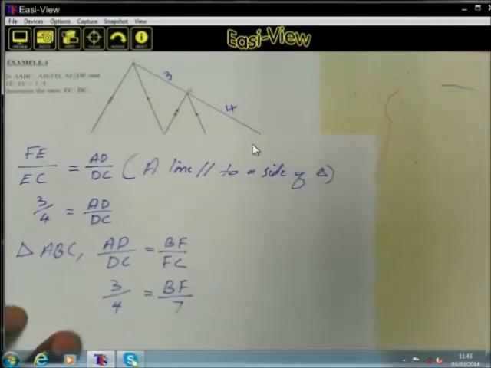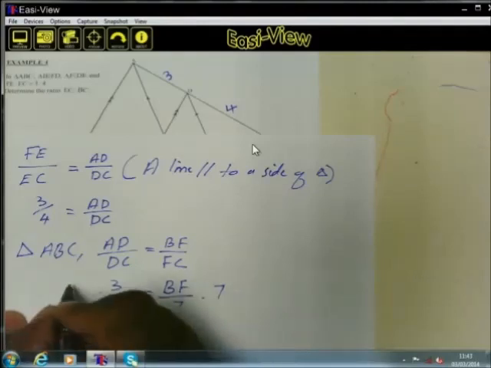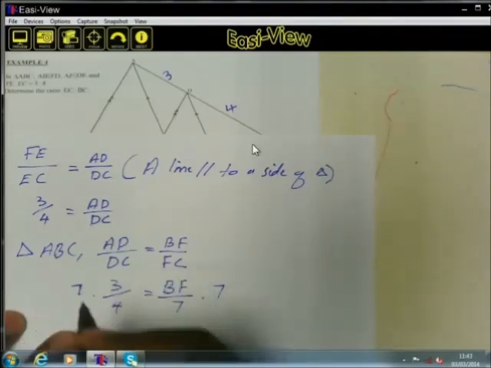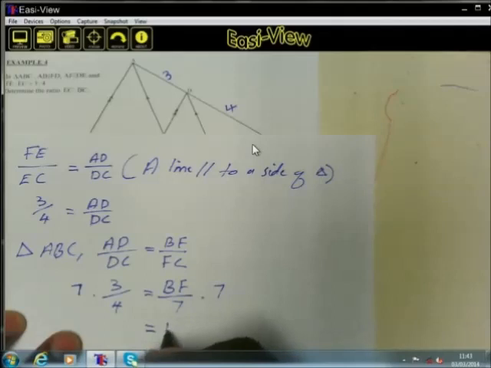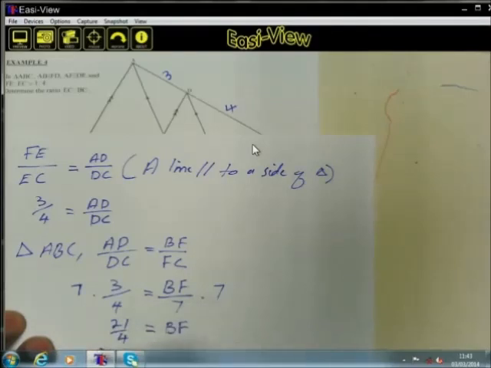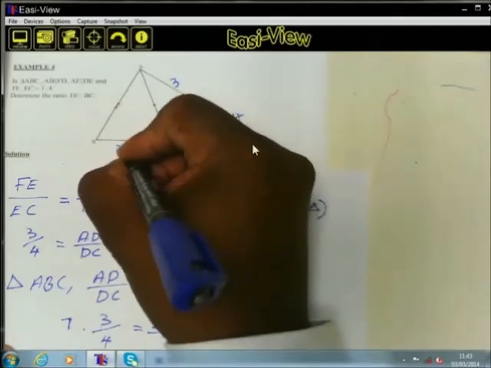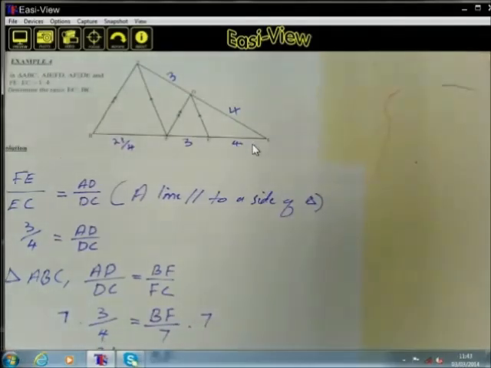To find the value of BF, we multiply both sides by 7. What you do on the right, you also do on the left. Then ultimately, you've got BF. You multiply the 7, multiply by 3 will give you 21 over 4. That is the ratio of BF. The ratio of BF, let's indicate it. This one will then be 21 over 4.